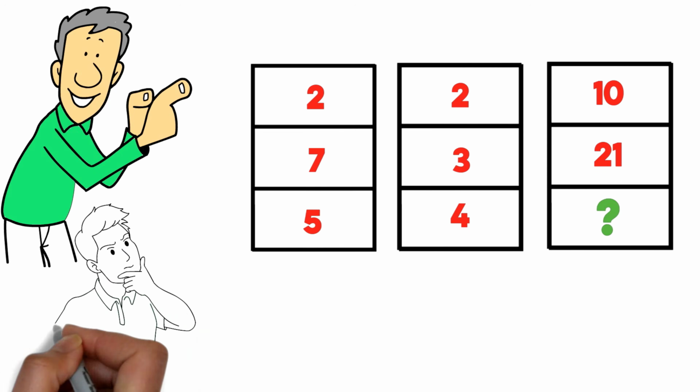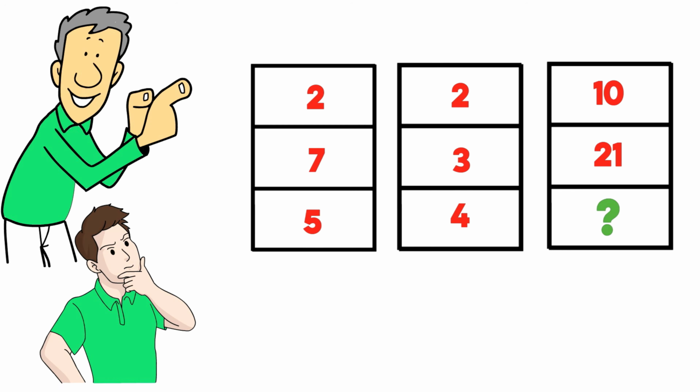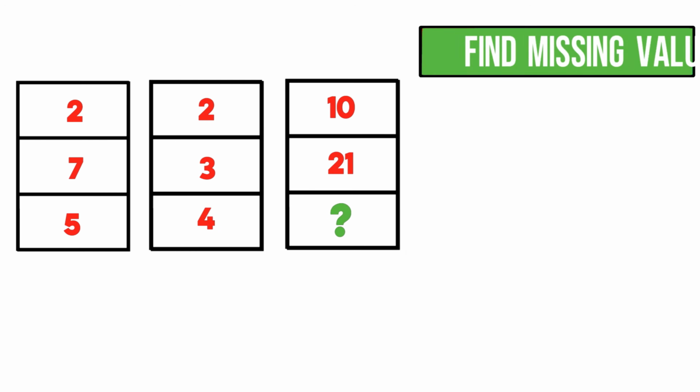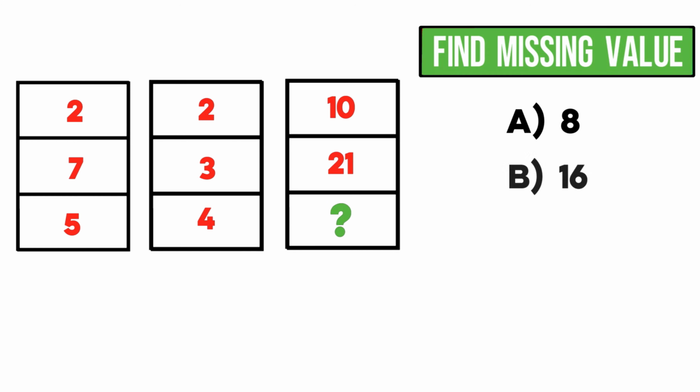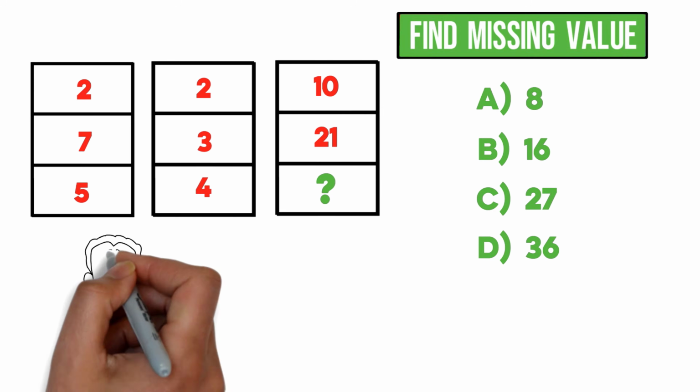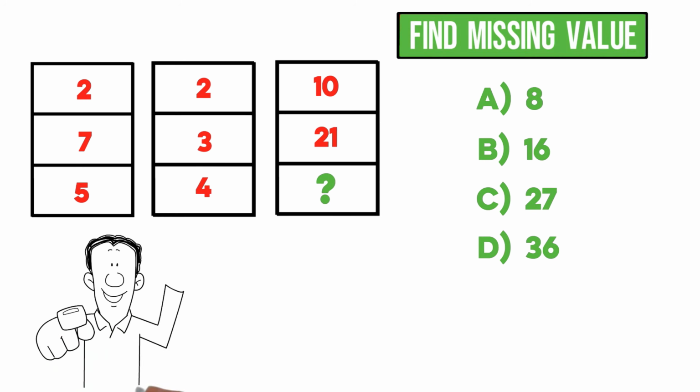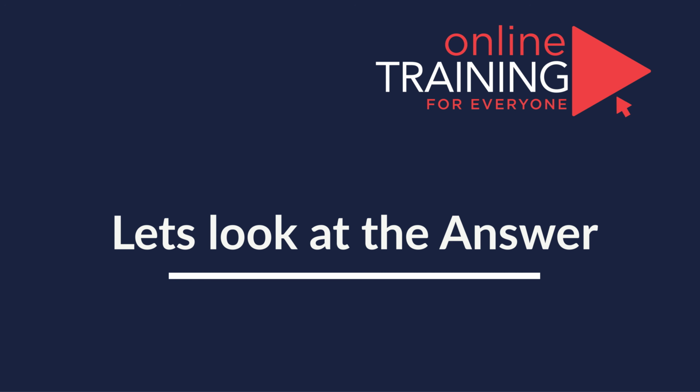You need to find the missing value, which is highlighted by question mark. You have 4 choices to choose from. Choice A, 8. Choice B, 16. Choice C, 27. And choice D, 36. Do you think you can recognize the missing value? Give yourself 5 to 10 seconds to see if you can come up with the answer. Did you figure out the solution? Let's continue to see how we can get to the correct solution together.